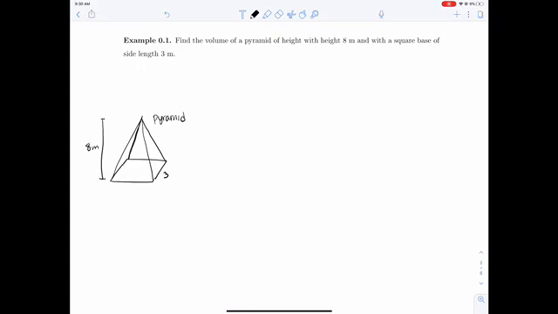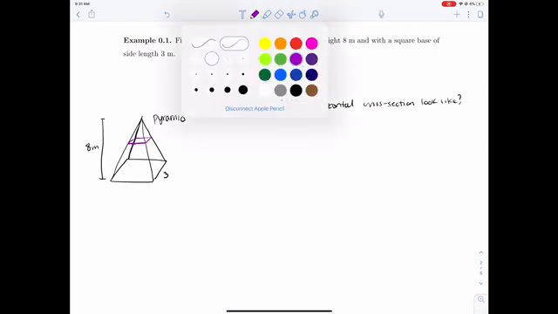So if we're going to find the volume of this, we want to find the area of either a horizontal or vertical cross section. So what would a horizontal cross section look like? Well, we have our pyramid, and we would be taking a slice of it at a certain point. And we'll notice if we take that slice, it will look like a square.